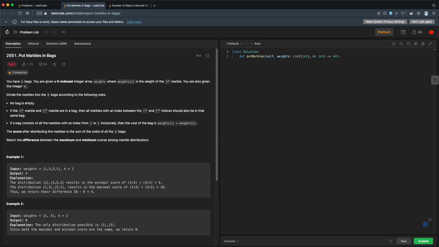Today we're looking at LeetCode problem 2551, put marbles in bags. This is a hard problem.